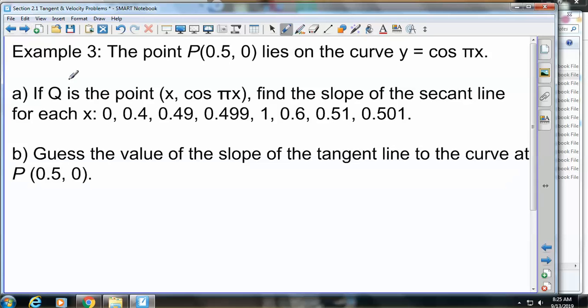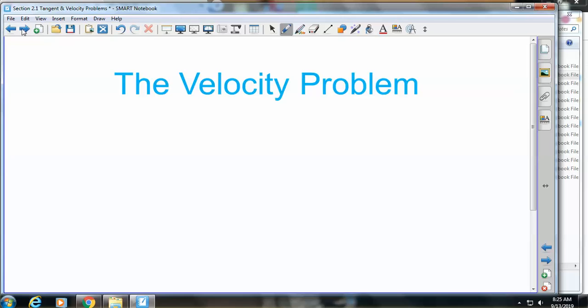For the time being, I'm going to skip this example because it is a 100% calculator problem. There is no way I could ever make that pretty. It's just plugging in the calculator. So we may come back to that. I'm going to skip it for now.